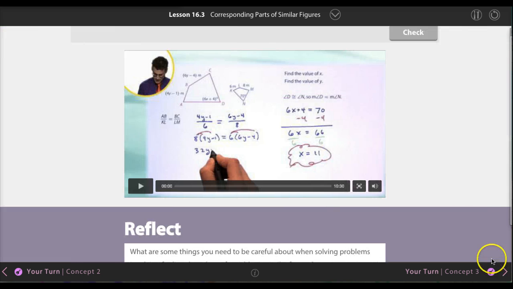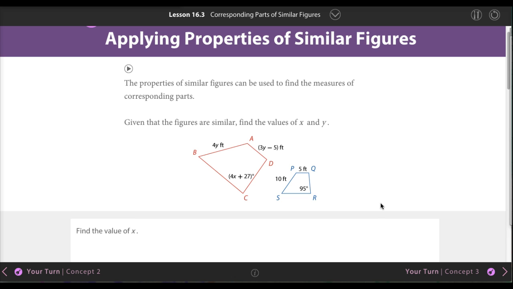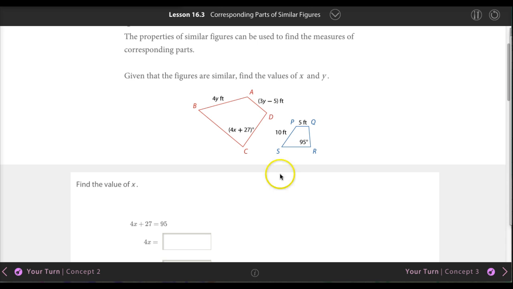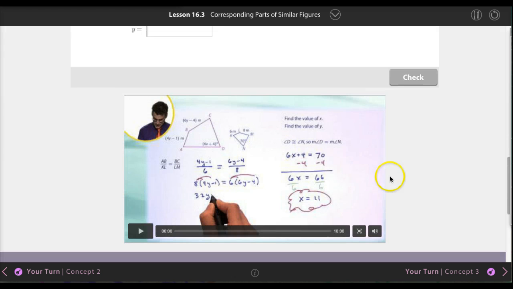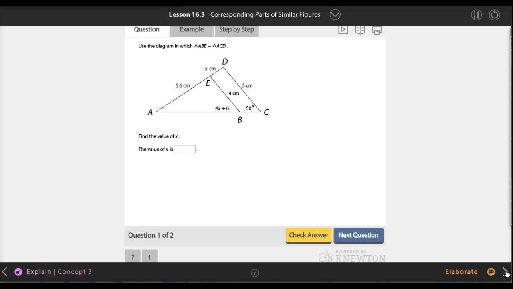So if you move on to the very last part, okay, they actually make it a little bit more complicated for you. They give you two shapes, and then they try and make you find out what y is equal to, what x is equal to. So what I'm going to do is go straight into the your turn question.